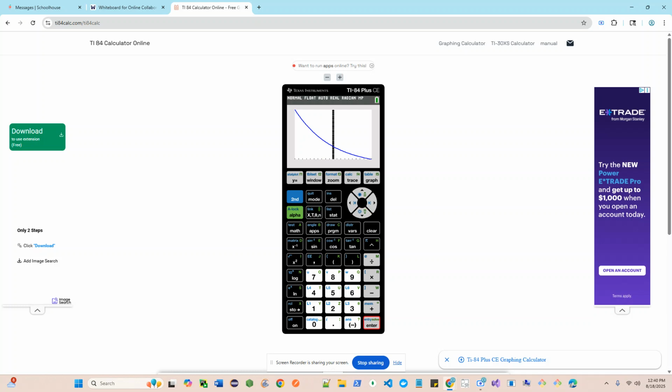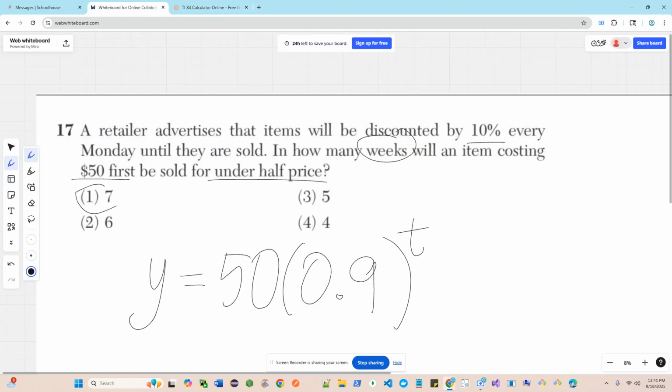Nice. Now let's go to second graph so we can see the table and check when the y value is less than $25. So this is 50, 45, 40.5. All right, let's continue. Oh, okay, right here. 23.914845 is less than $25, and this is at 7 weeks. Let's go back and circle choice 1, which is 7.